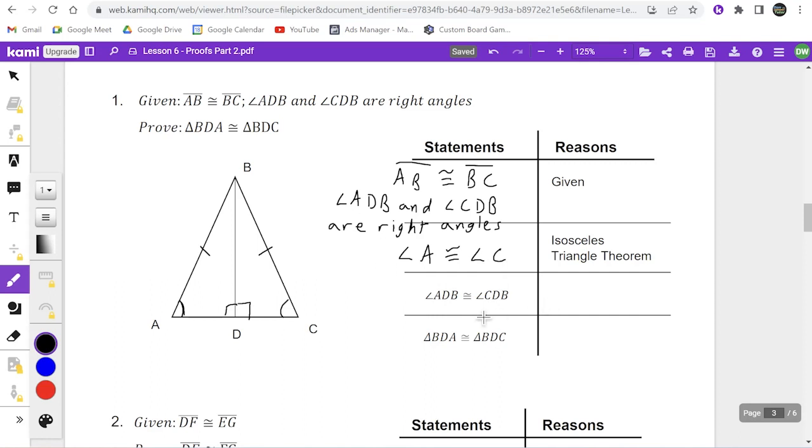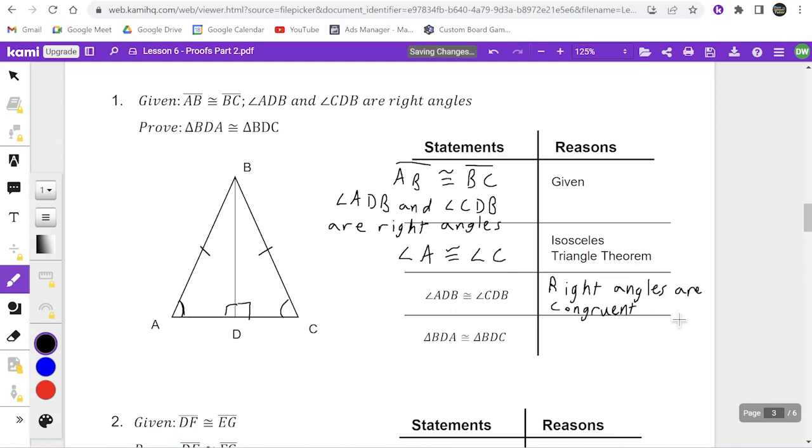Good. Now I'm saying ADB is congruent to CDB. That's my two right angles. What is the reason for why those two angles are congruent? I'll give you a hint. They're both right angles. Perpendicular lines form right angles. Close, but no cigar. Right angles are congruent. That's the best answer. Right angles are congruent.